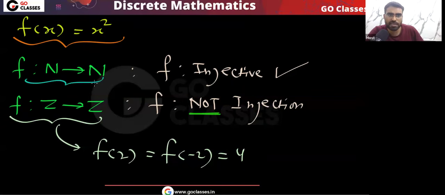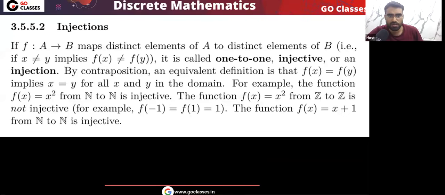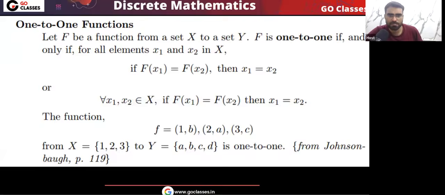Okay. In this case, what is happening? You can notice that different elements have different images. For example, the domain and codomain are natural numbers. 1 is mapping to 1, 2 is mapping to 4, 3 is mapping to 9, and so on. So you can notice different elements have different images. But when your domain and codomain are integers, then you can easily see that this is not an injective function, because different elements have the same image. Okay, so this is the definition of injective function.